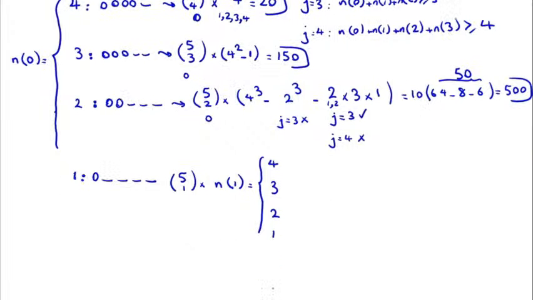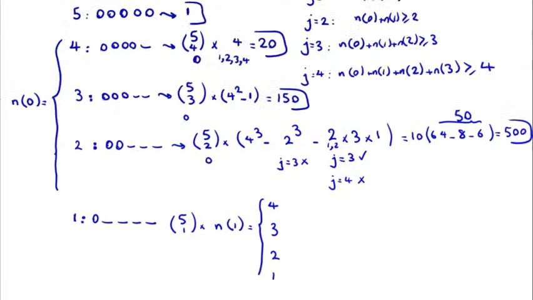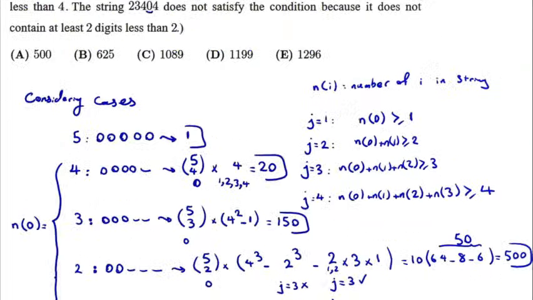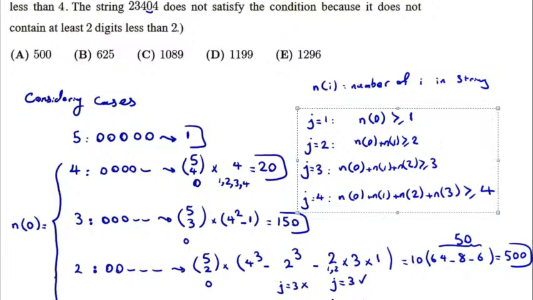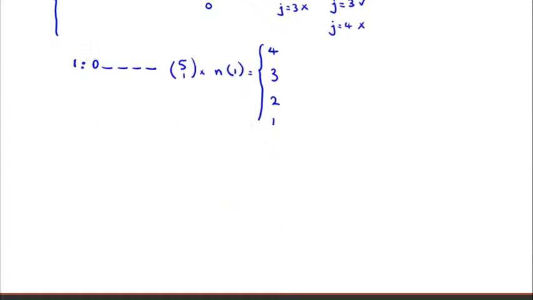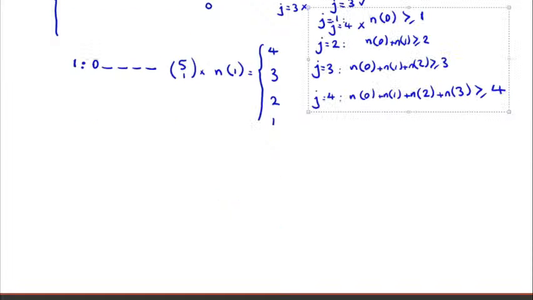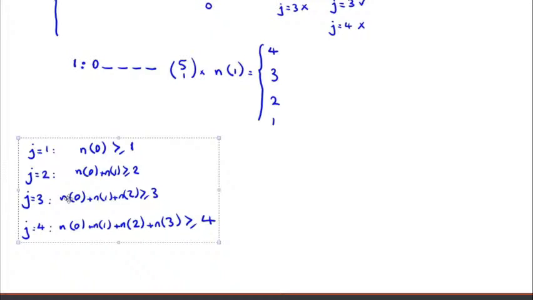So here, let me copy the conditions that we have. So we have these 4 conditions, and we want to focus on them. The first one is satisfied because n0 is 1. n1 is at least 1. The second condition is satisfied. So let's consider the other cases.